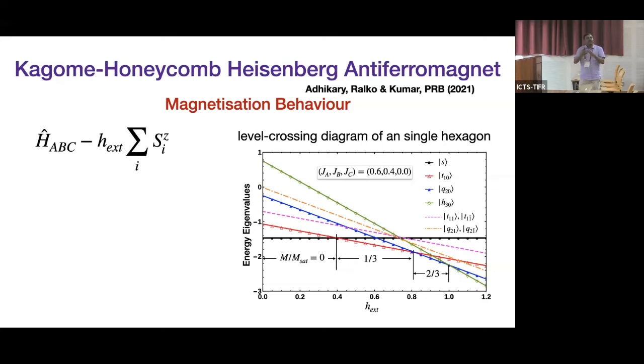So even at the isolated hexagon level, the qualitative features of what the experiments seem to find are present: the non-magnetic state, then a slow rise, and then plateauing out at 1/3, then again a rise, and then again plateauing at 2/3. That element of experimental observation is already present at the isolated hexagon level.